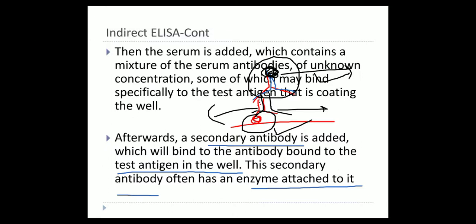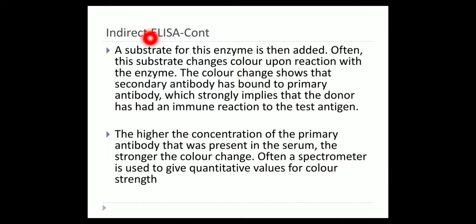Let's move on now. Okay, now a substrate for this enzyme is then added. Often this substrate changes color upon reaction with the enzyme. The color change shows that the secondary antibody has bound to the primary antibody, which strongly implies that the donor has had an immune reaction to the test antigen. The higher the concentration of the primary antibody present in the serum, the stronger the color change. Often a spectrometer is used to give quantitative values for color strength. This is the idea, this is the concept, guys.